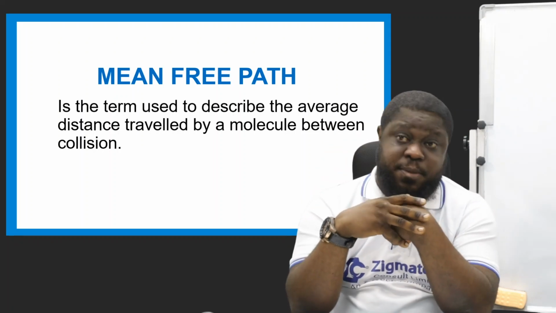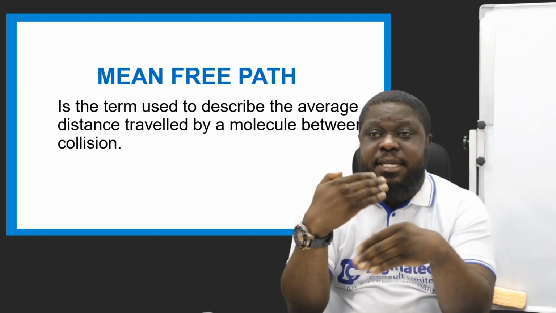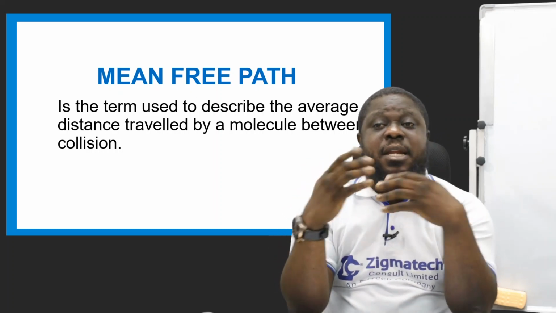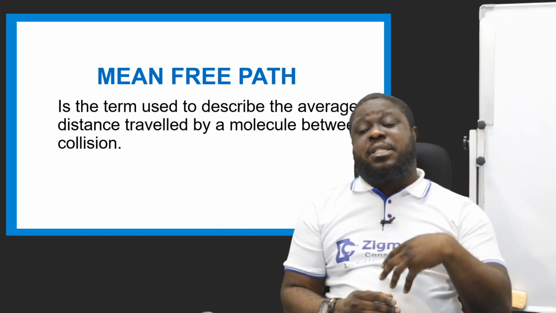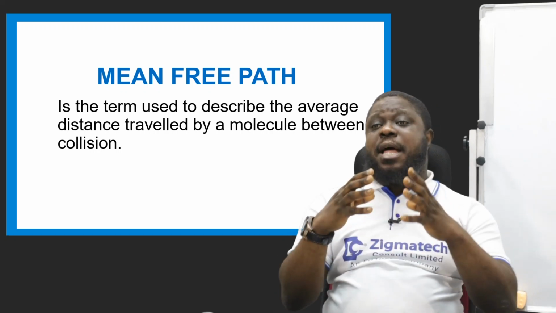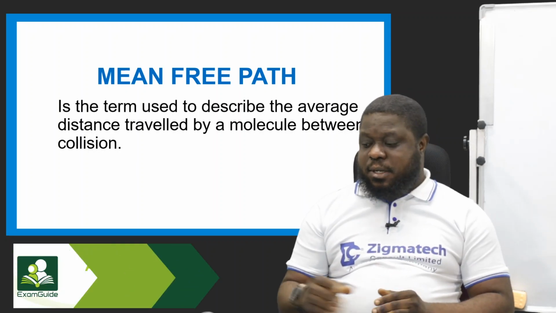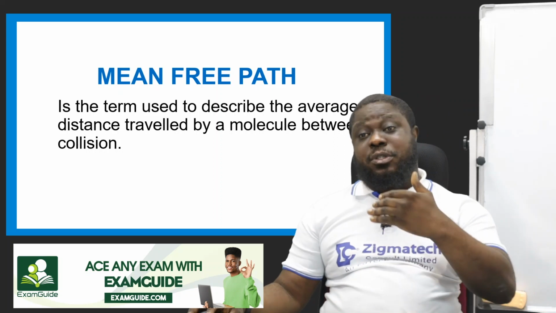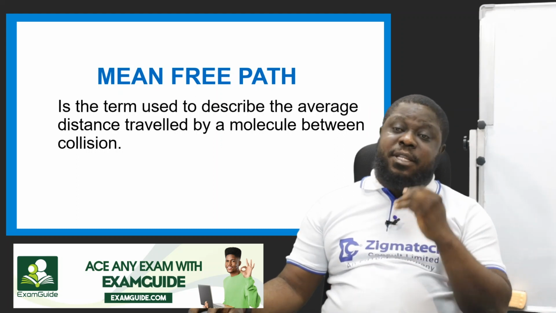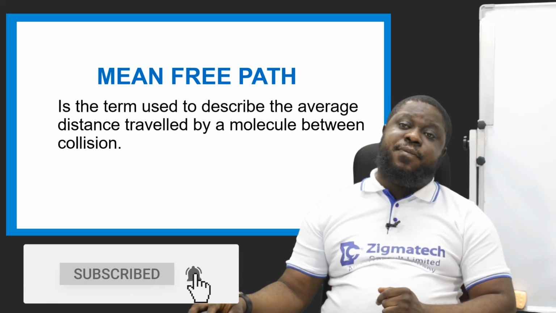Remember, we said the kinetic theory is the movement of particles on a steady basis. Because they have kinetic energy, these particles move randomly. They move constantly without stopping. Now, that particular distance they cover is called the mean free path. The distance that molecules travel because of effusion is called the mean free path.